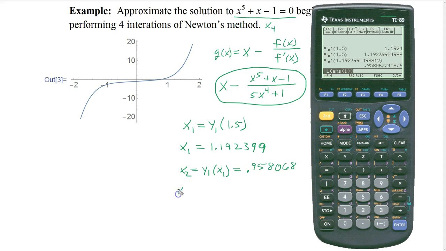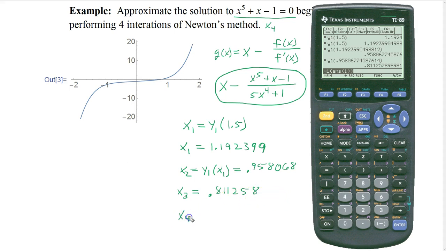And now to find x3, all we need to do is hit enter. You see, this is already on the stack, y1 of answer 1, so now the calculator will take this number right here and put it in place for our x right here and evaluate y1 of that number. So we just have to hit enter again. So that's what's so nice about using the calculator here. So now we just hit enter again. There is x3, 0.811258, rounded to 6 decimal places.